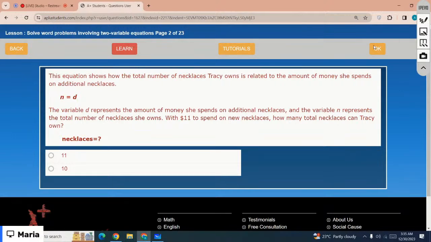This equation shows how the total number of necklaces Tracy owns is related to the amount of money she spends on additional necklaces. N equals D. The variable D represents the amount of money she spends on additional necklaces, and the variable N represents the total number of necklaces she owns. With $11 to spend on new necklaces, how many total necklaces can Tracy own? So, which is the correct option?